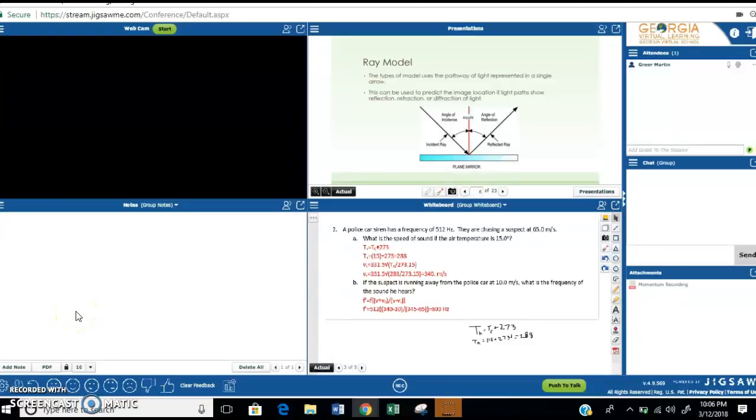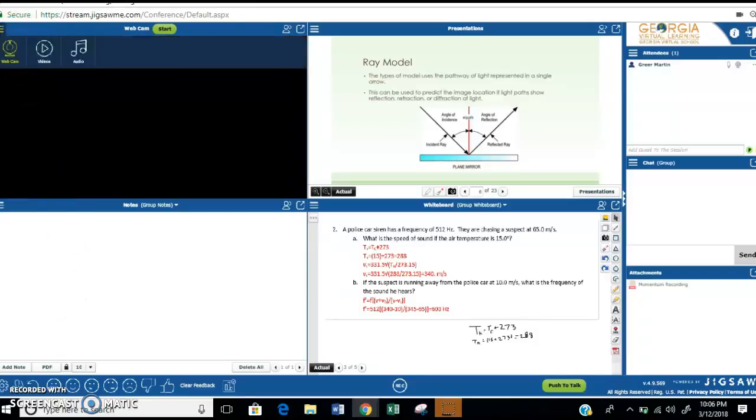This is my demonstration on how I would use the 4 panes in a lesson. The first thing I would do would be to pull up a video.